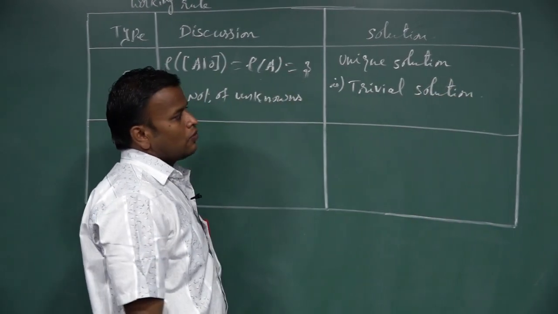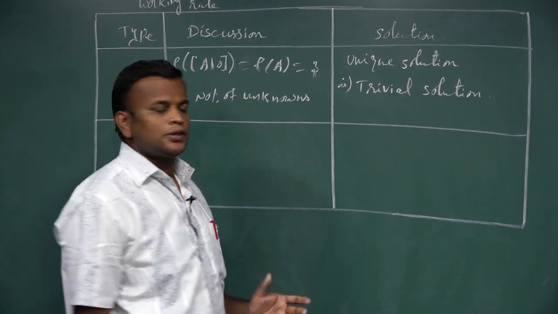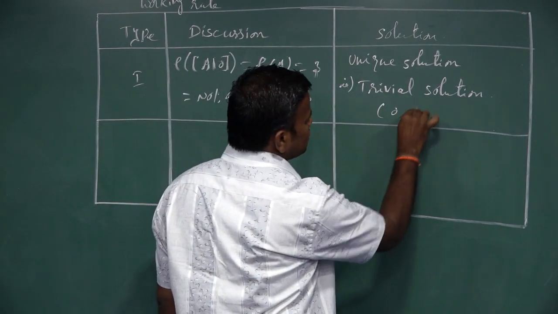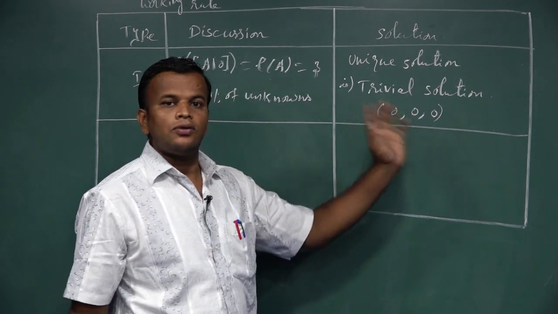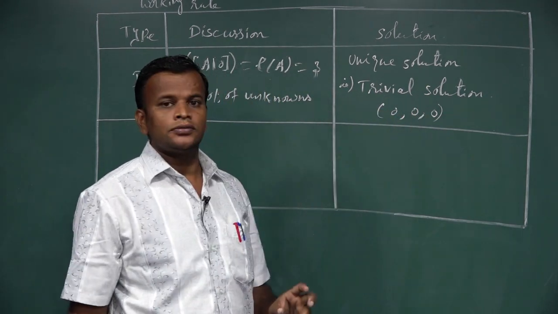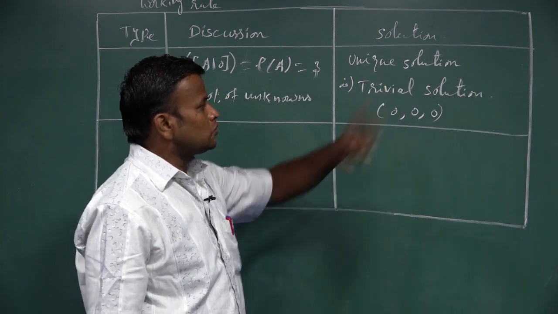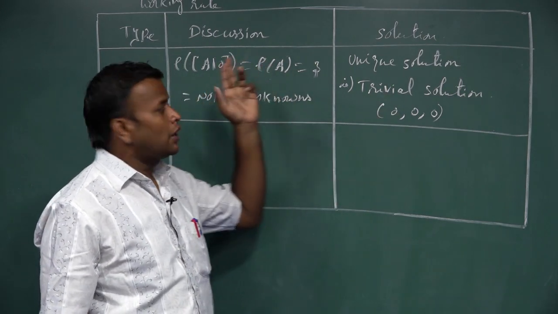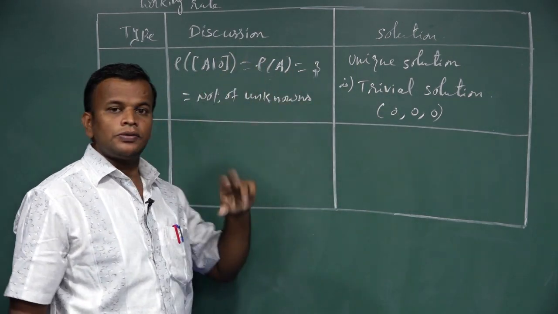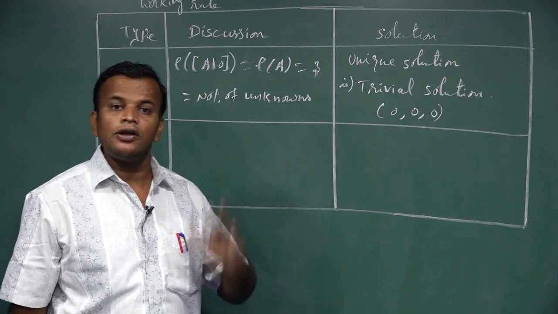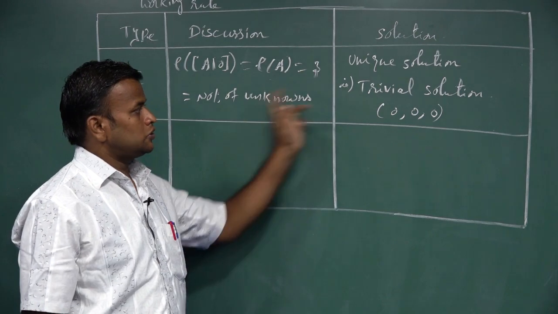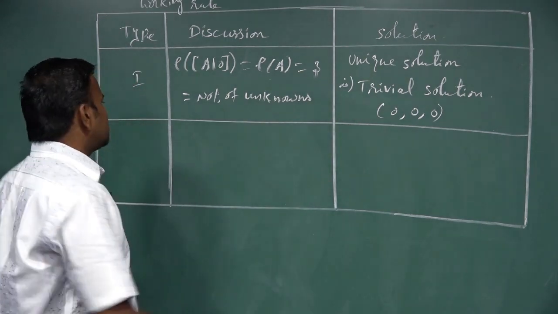We already said what is meant by trivial: the solution 0, 0, 0. A solution set that contains all values 0 is called trivial. So the given system has a unique solution when the rank of the augmented matrix and the rank of matrix A are both equal to 3. We already said a homogeneous system is always consistent. So that is the first case.